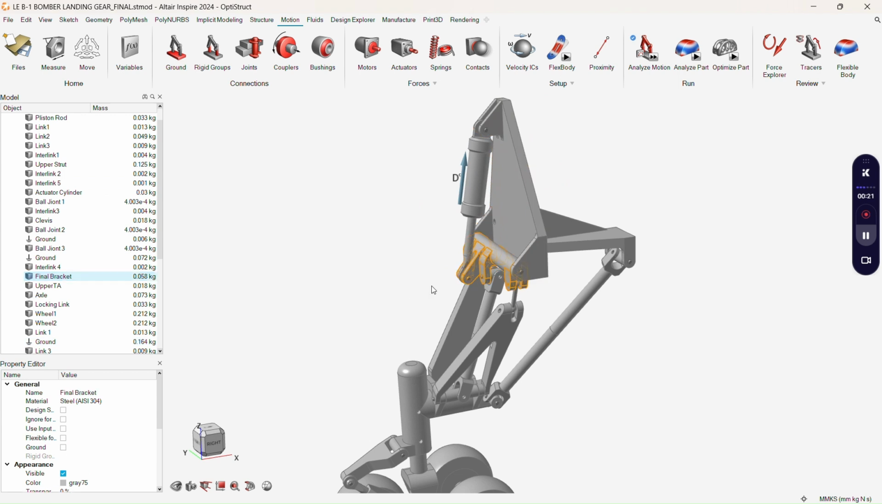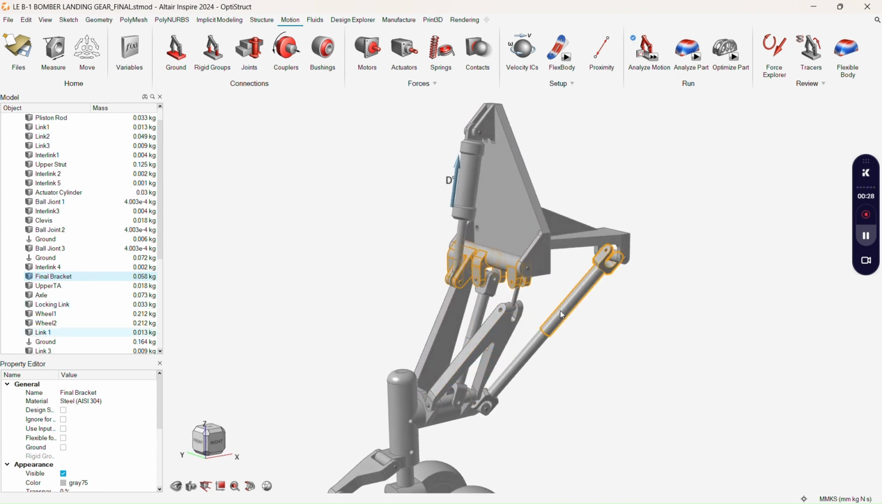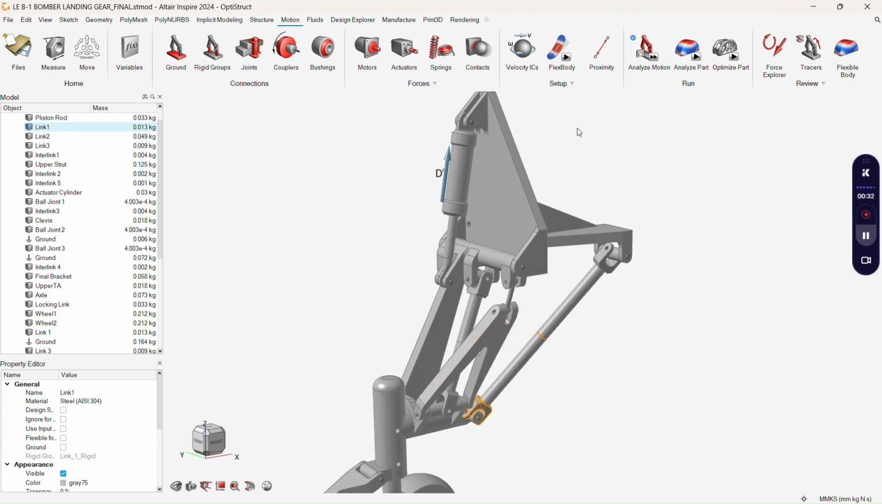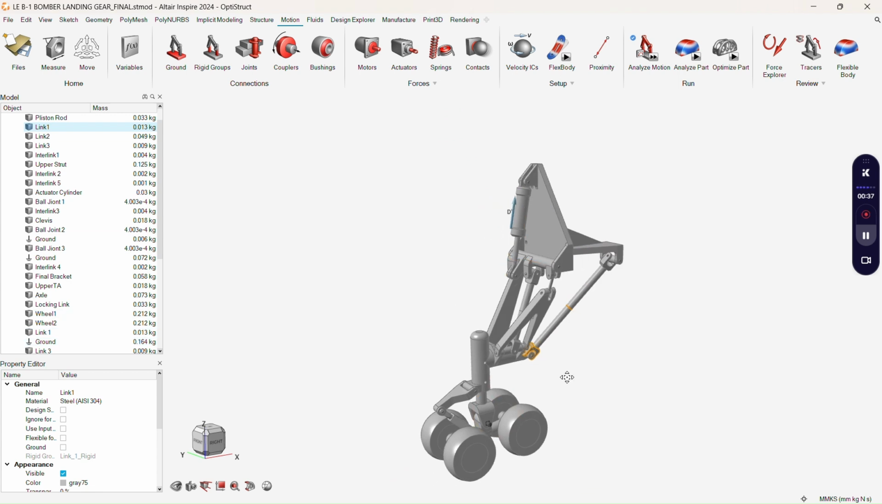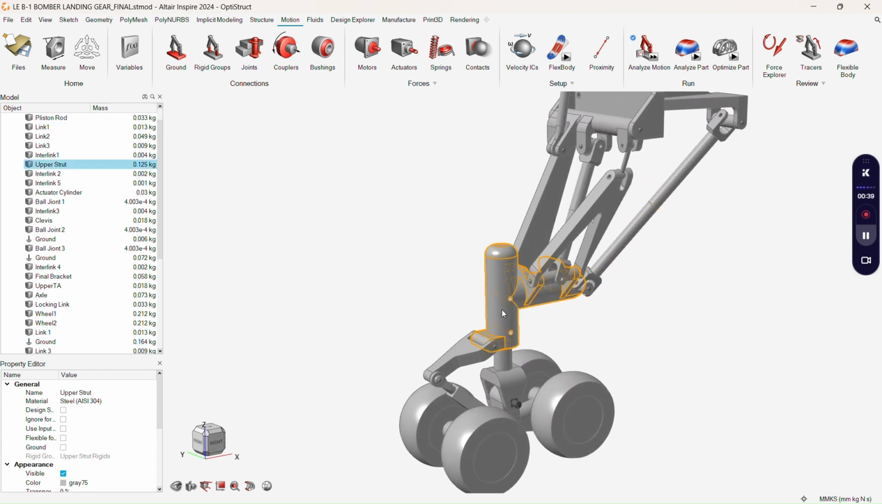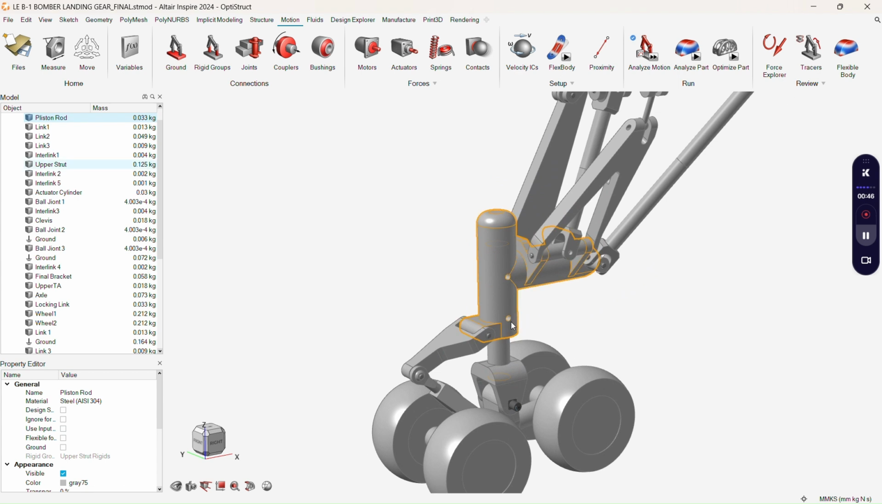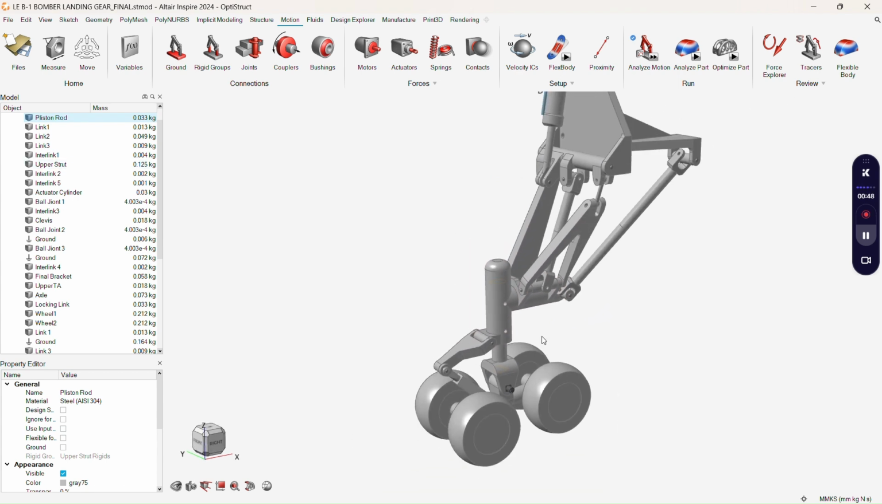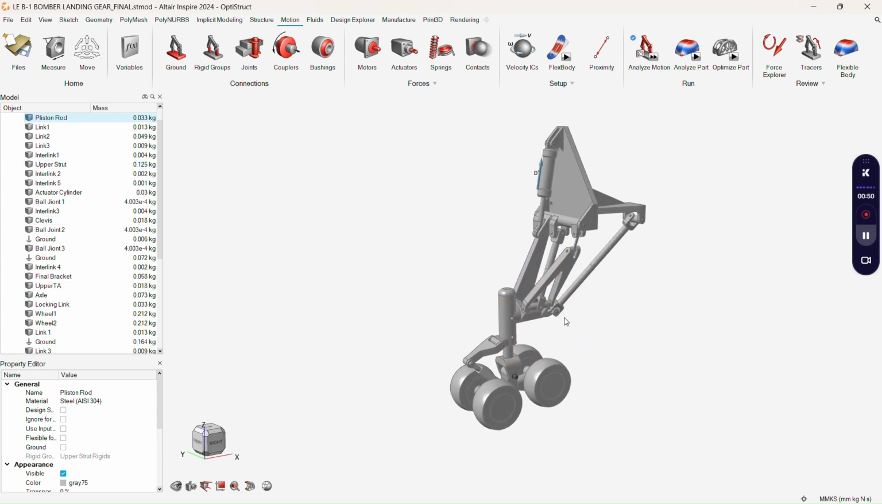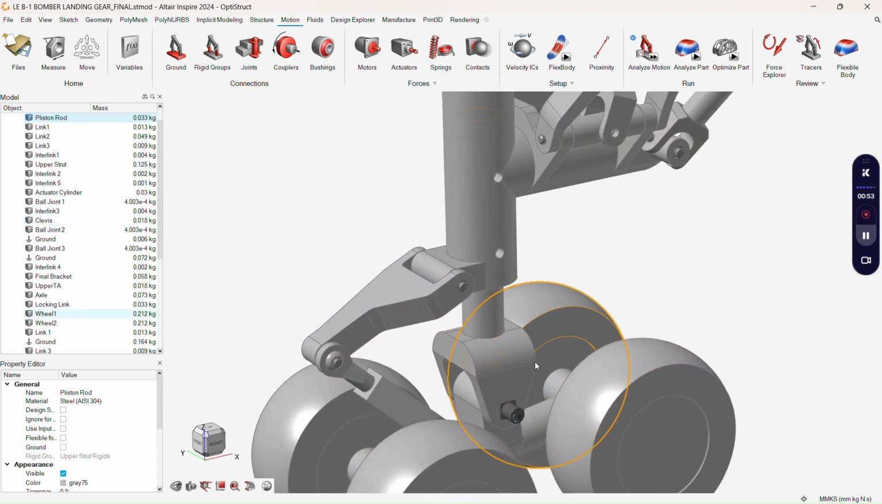And then we have the bracket which is attached to the frame, and at the lower end it is attached to the three links. There are four links in this linkage mechanism which is responsible for the lowering and the lifting of the landing gear. Then we have the upper strut and the piston rod, which will be acting as the damping mechanism. In the simulation, we have not simulated the damping mechanism, as the goal is to simulate only the lifting and the lowering of the landing gear.